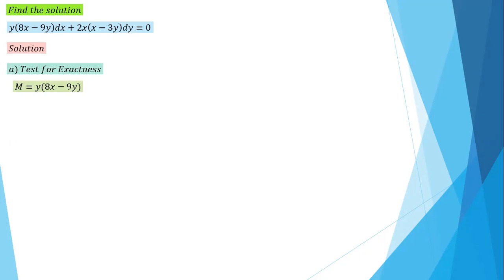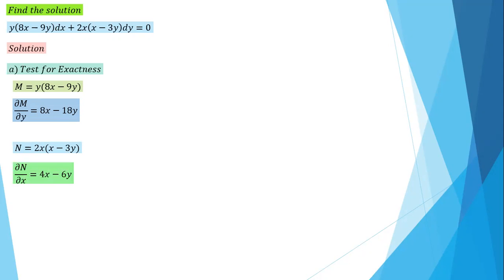So where M is equal to y times 8x minus 9y. For the partial derivative of M with respect to y, holding x as constant, then we have 8x minus 18y. For our N, which is equal to 2x times x minus 3y, then the partial derivative of N with respect to x, holding y as constant, then we have 4x minus 6y. So therefore, our equation is not exact.